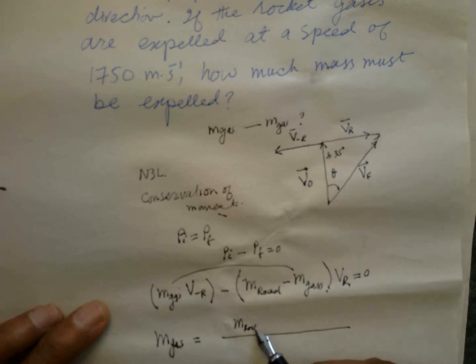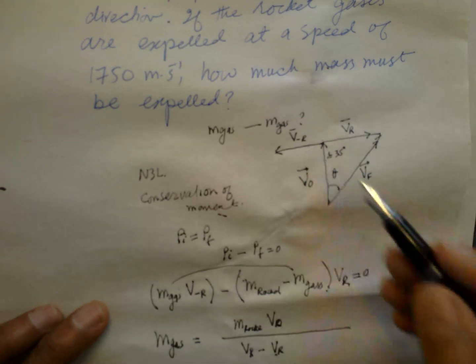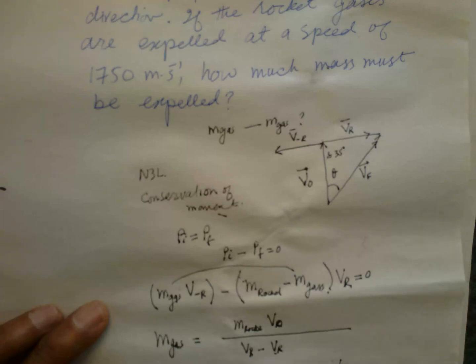mass of the rocket into v of the rocket, which is v original, and divided by vr minus v of minus r. So v of r is v original into tangent of theta.